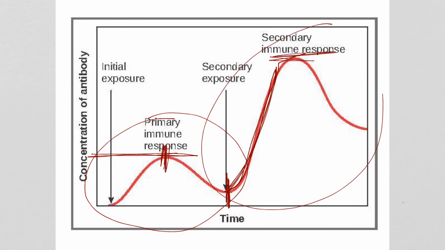This secondary immune response happens so much faster and is so much larger than the primary response that you typically aren't going to get sick the second, the third, the fourth time you're exposed to the same germ. And that's the immune response, and I hope that helps.